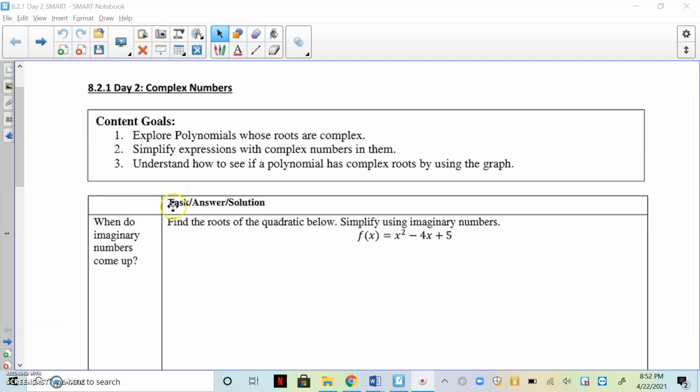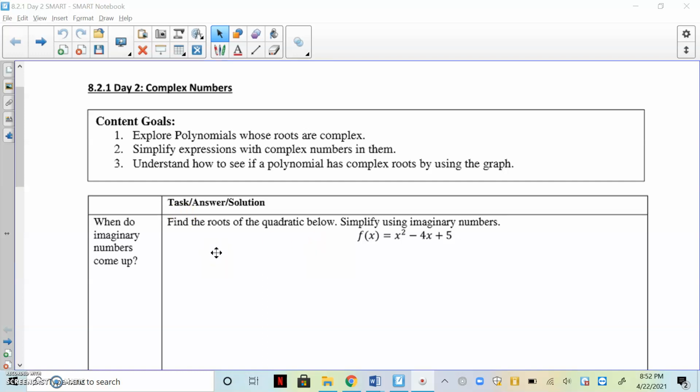Hey guys, welcome to day 2 of lesson 821. We are going to delve a little deeper into these complex numbers and see exactly where they come from, what they actually even are. We didn't talk about that as much yesterday.